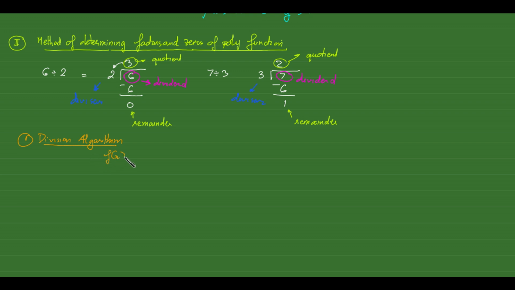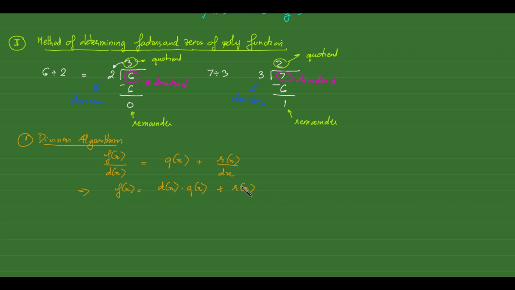f(x), which is what you want to divide by d(x), which is the divisor. Then it gives you the quotient, which is whatever you have here, and also you have the remainder. We call it r(x). So we can rewrite this as f(x) equals d(x) times q(x) plus the remainder.